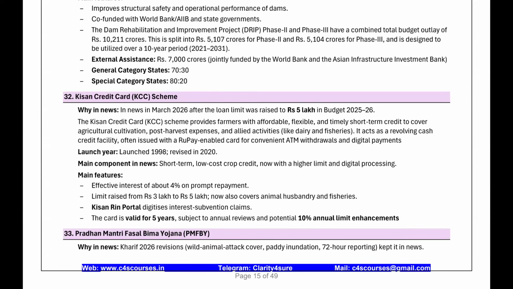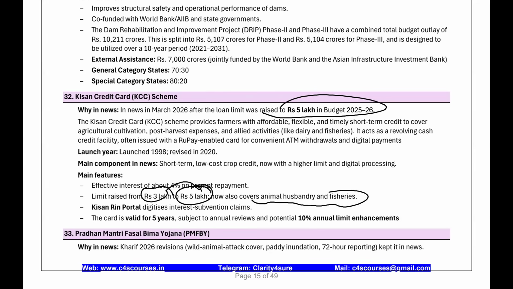Now please try to understand the Pradhan Mantri Fasal Bima Yojana. The collateral free loan under KCC is 2 lakh. No, it is 5 lakh. It was in the news. It has been reviewed, and it has been increased from 3 lakh to 5 lakh. Is it clear? It also covers animal husbandry and fisheries. Please check into it.